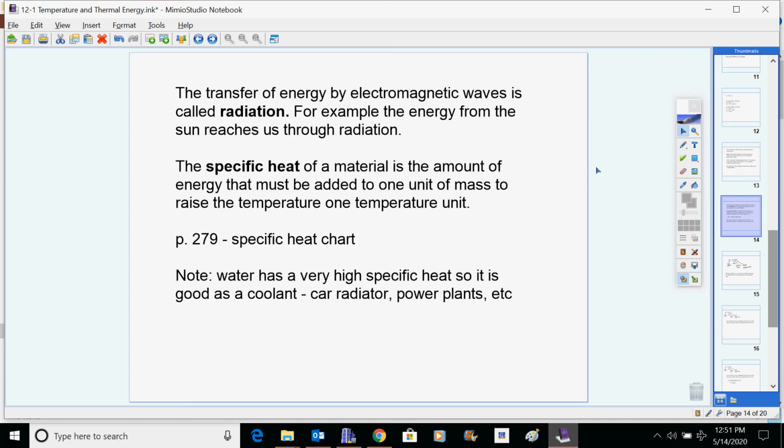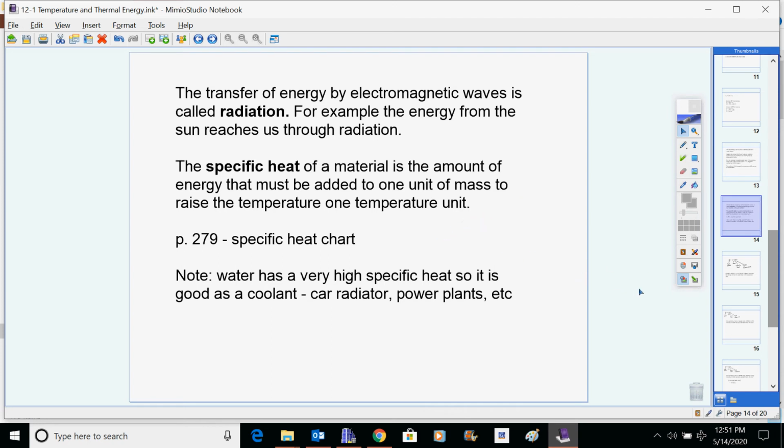If you look on page 279, there's a chart of values called specific heat, and it is material based. In other words, what something is made out of determines how much energy has to be added to 1 unit of mass to raise the temperature 1 unit.